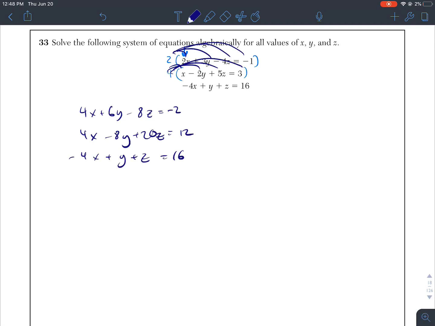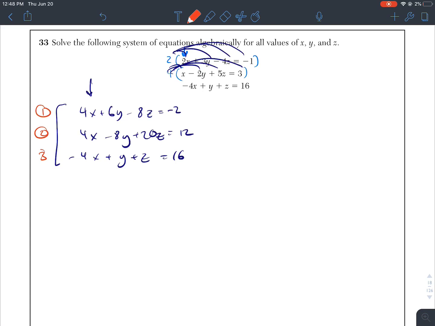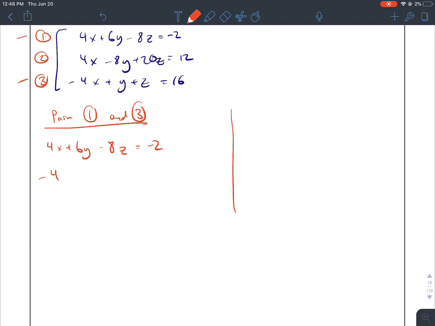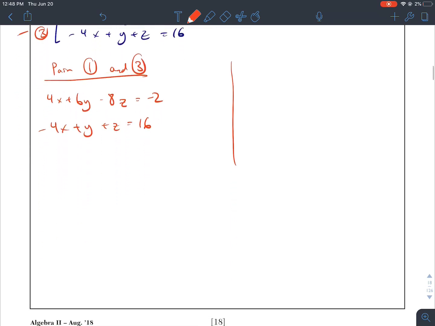Now the goal here is to eliminate one of the variables. And because this whole column matches, what we can do is pair up these positive ones with our negative one here. And 4x and negative 4x are easily made to cancel. So let's start by pairing up 1 and 3. That would be the first equation and the third equation. 4x plus 6y minus 8z equals negative 2, and negative 4x, the third equation, plus y plus z equals 16. Now before I solve anything, I'm just going to verify these, because if you make one small mistake, it will really ruin the whole problem. Okay, those look correct.